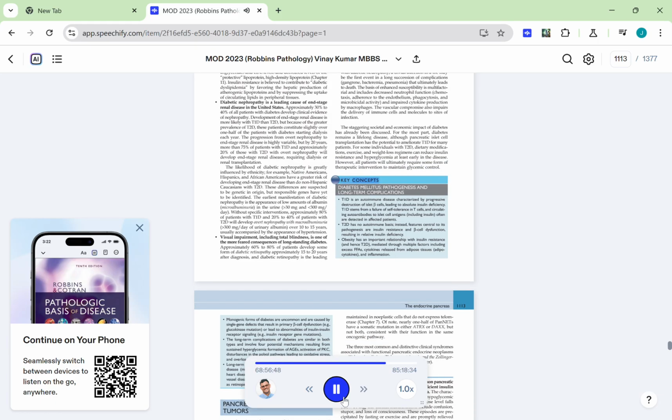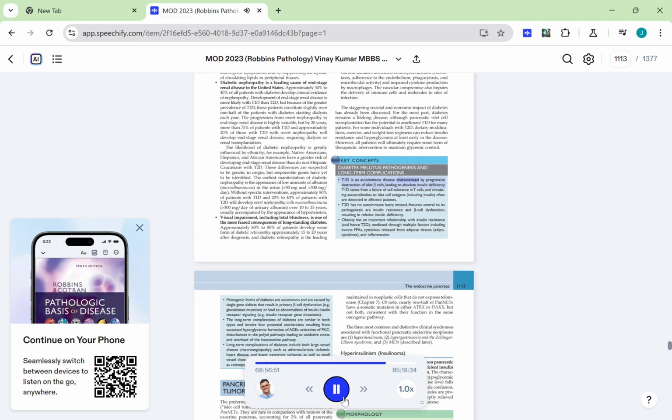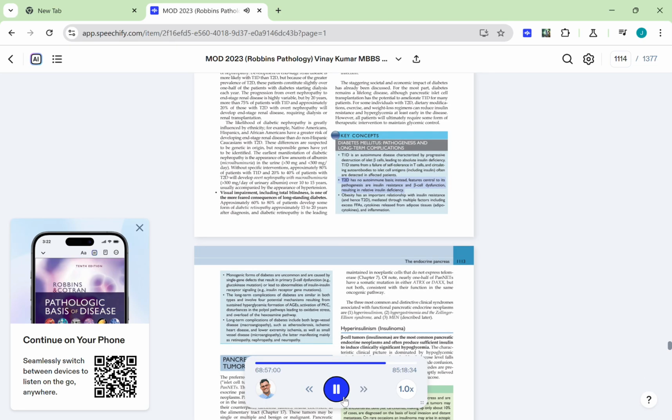Key concepts: diabetes mellitus, pathogenesis, and long-term complications. T1D is an autoimmune disease characterized by progressive destruction of islet beta cells, leading to absolute insulin deficiency. T1D stems from a failure of self-tolerance in T cells, and circulating autoantibodies to islet cell antigens often are detected in affected patients. T2D has no autoimmune basis. Instead, features central to its pathogenesis are insulin resistance and beta cell dysfunction, resulting in relative insulin deficiency.